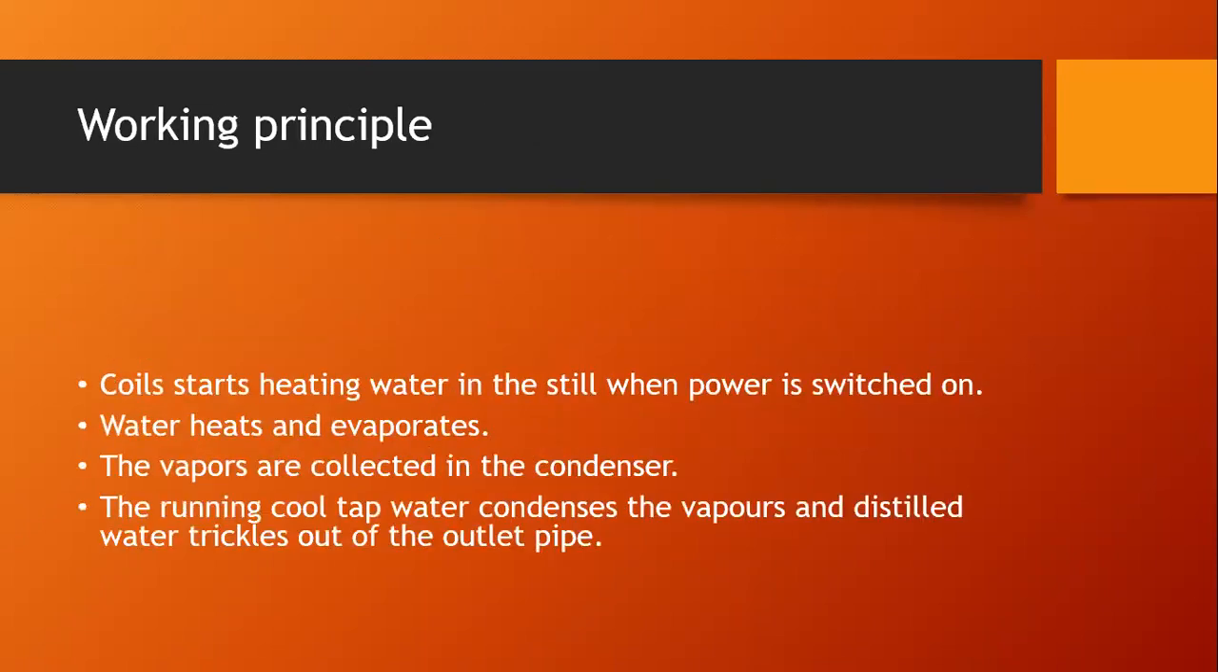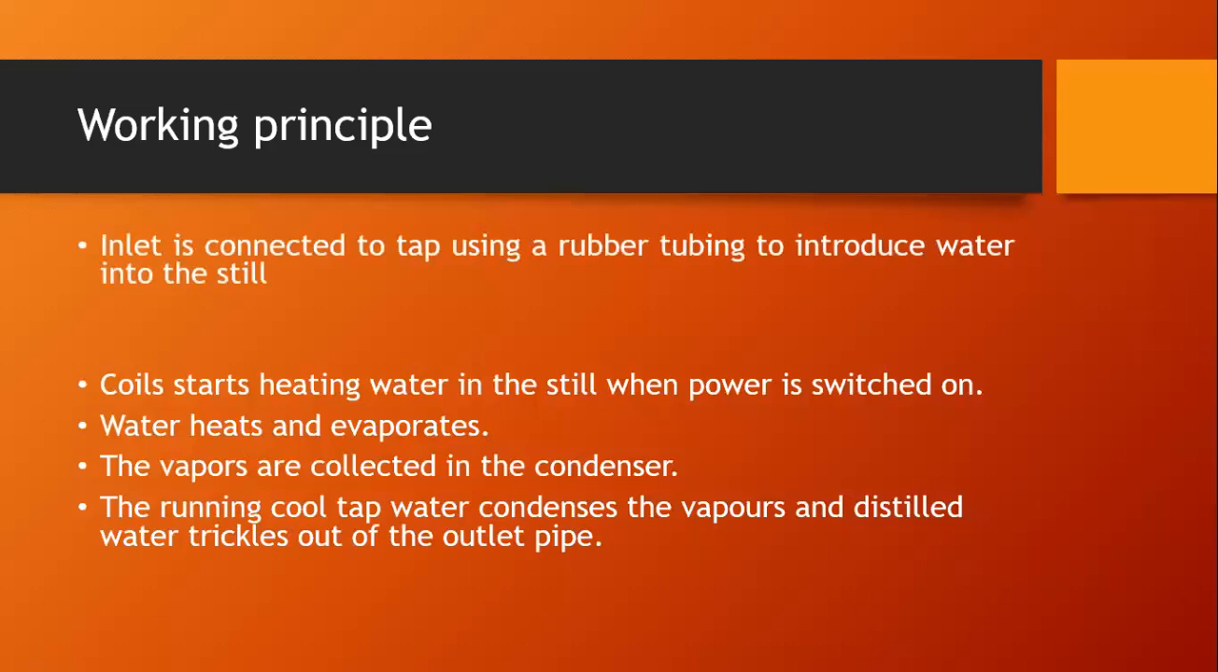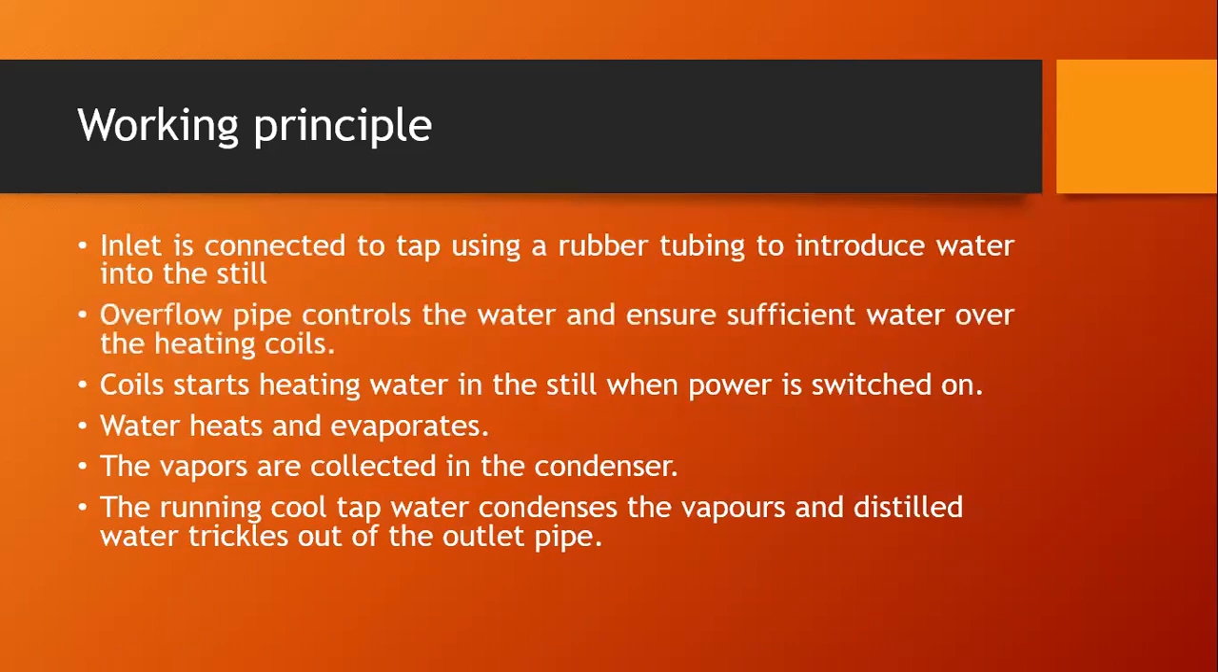Okay, so let us see the working principle. So how actually does it work? Now what we just saw was the theoretical principle of condensation and evaporation. Now let us see how this distillation apparatus actually works. Right. So the inlet is connected to the tap using a rubber tubing. Very important that we use rubber tubing, not plastic, because of the heat generated by the heating coil, the plastic might melt, while rubber can withstand some amount of heating and cooling cycles.